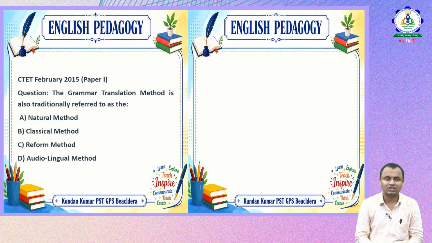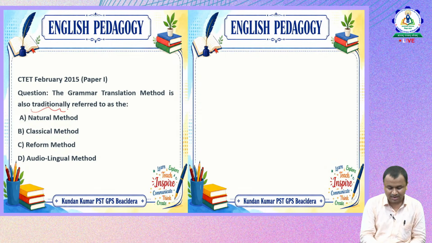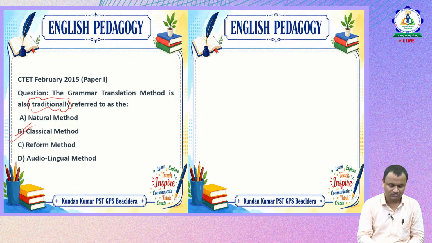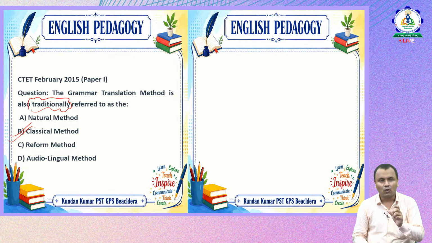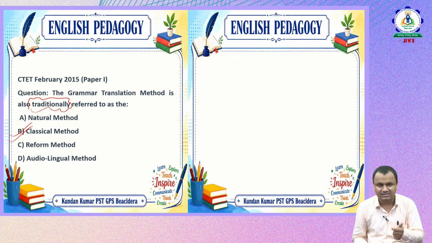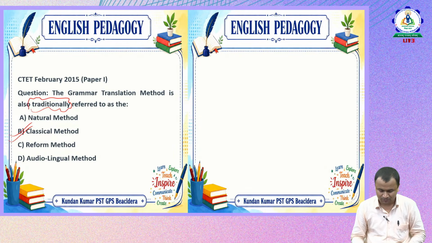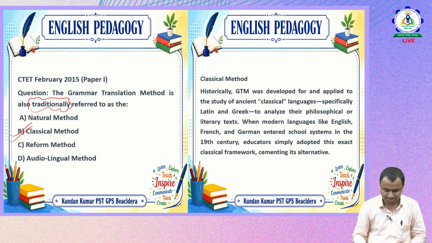The grammar translation method was known as the classical method. So the ancient name, the old name of grammar translation method was classical method. Why? Because this was the method used to teach the classical languages, like Greek and Latin.